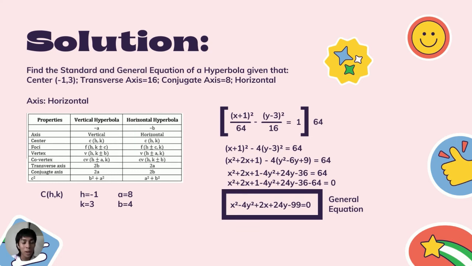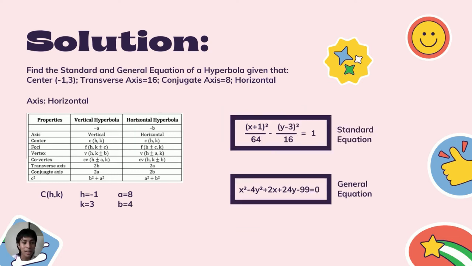So the answer to this problem, or question 1, is these two. So the standard equation is quantity x plus 1 squared all over 64 minus quantity y minus 3 squared all over 16 is equal to 1. And the general equation is x squared minus 4y squared plus 2x plus 24y minus 99 equals 0. Now let us proceed to the next problem.